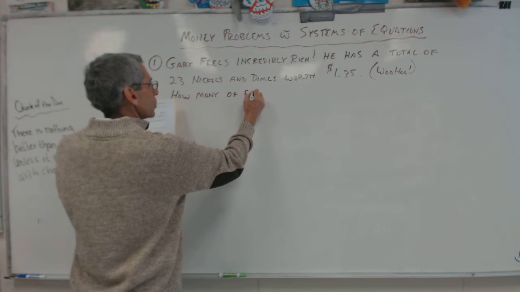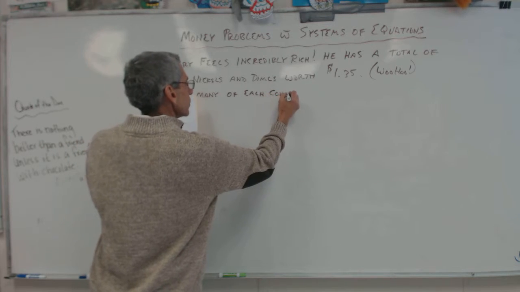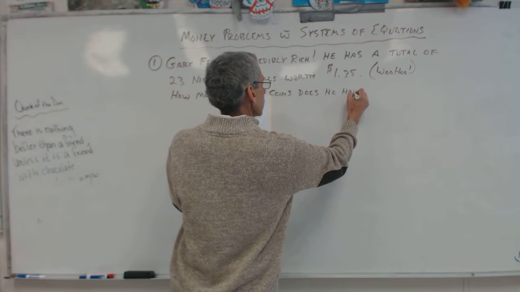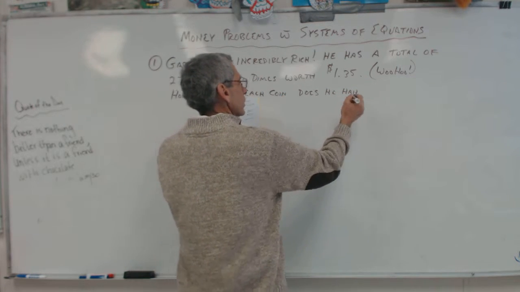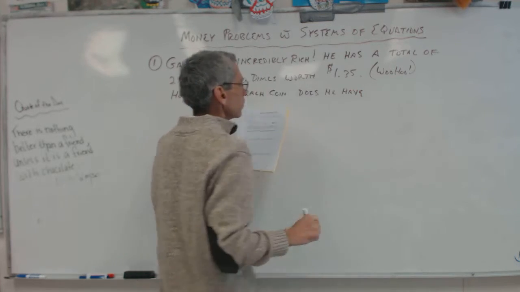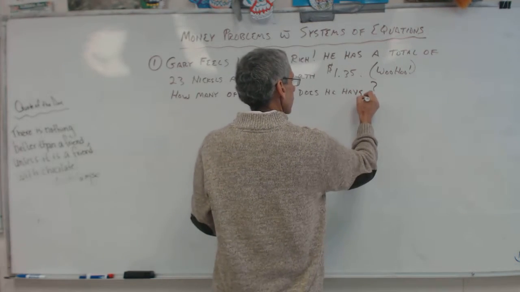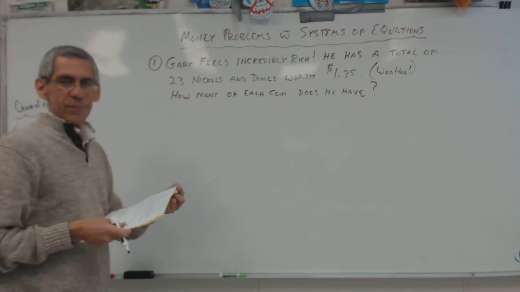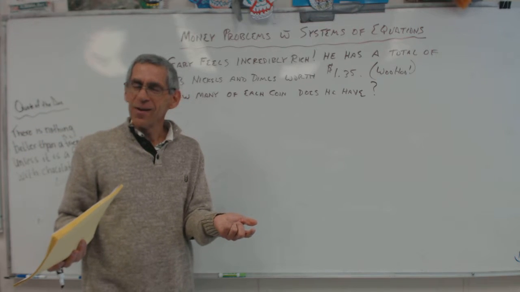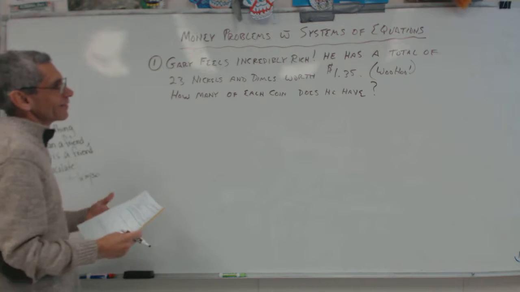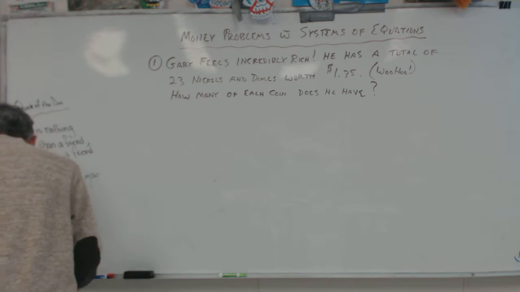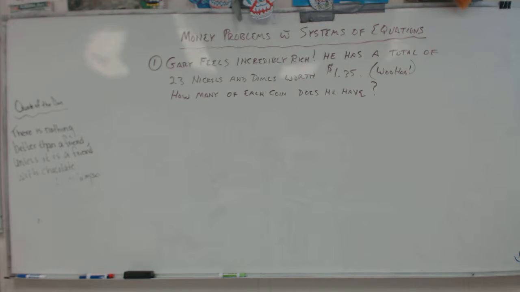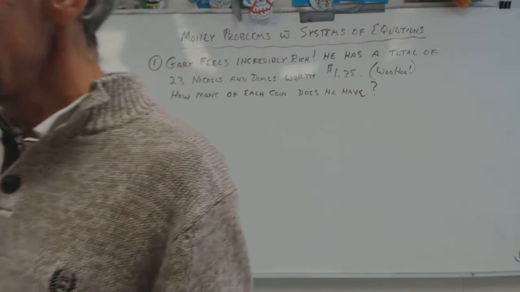How many of each coin does he have? I don't know. Let's ask him. Gary, how many do you have? Oh, I forgot. Well, then count them. You don't need to do math for it. You just take out your nickels and dimes and you say, okay, 1, 2, 3, 4, 5. That's math.